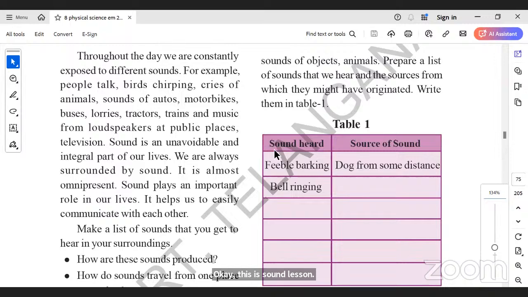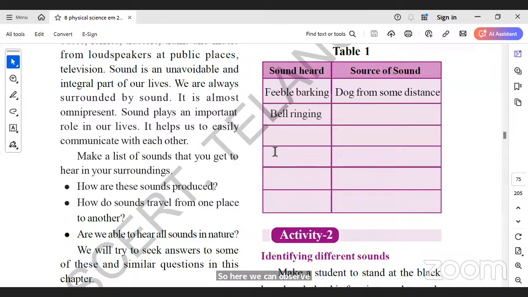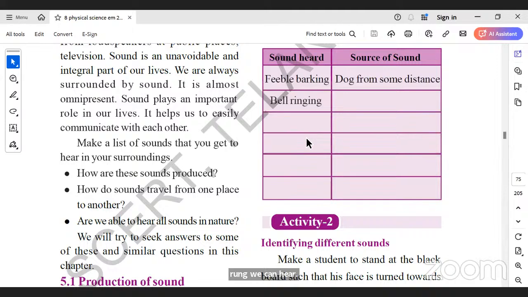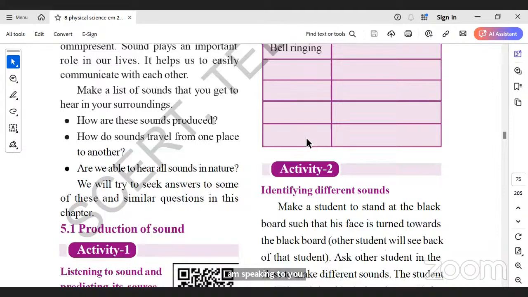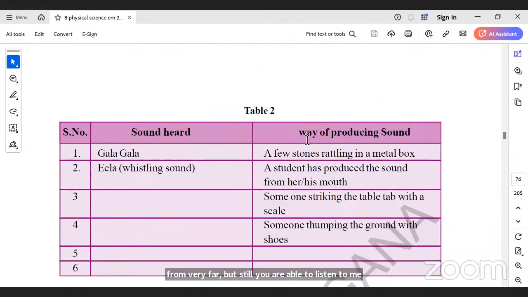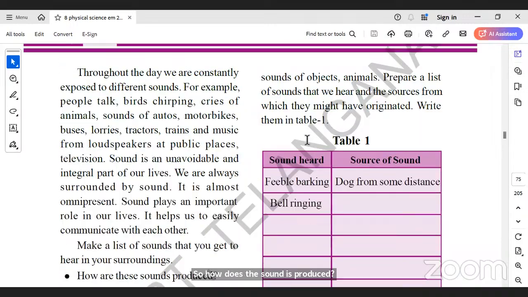So here we can observe different kinds of sounds. A feeble barking, usually we can recognize where it comes from, a dog, or from some distance. A bell ringing, when the bell is rung, we can hear it. I am speaking to you from very far, but still you are able to listen to me. So, how is sound produced?